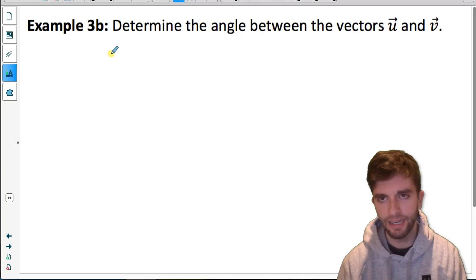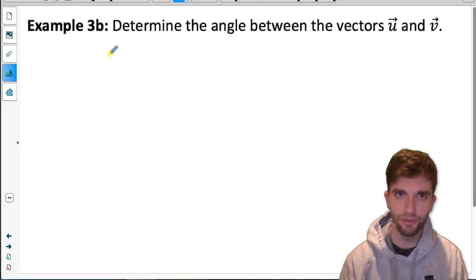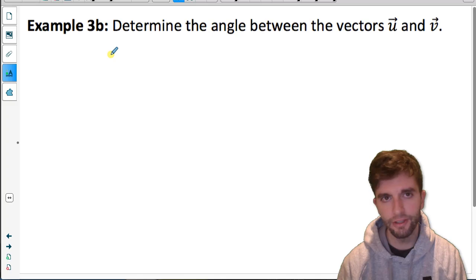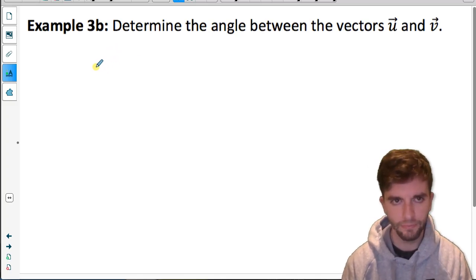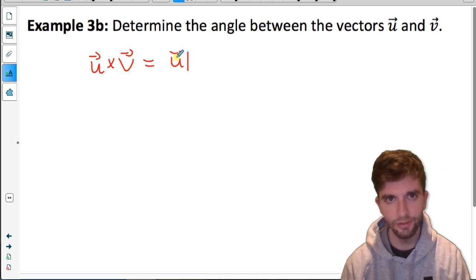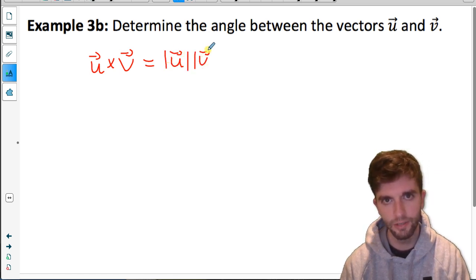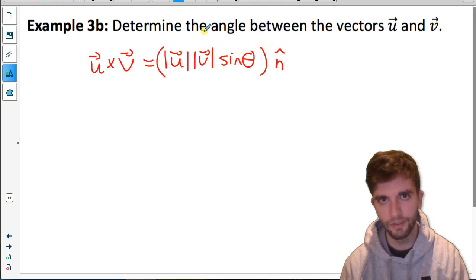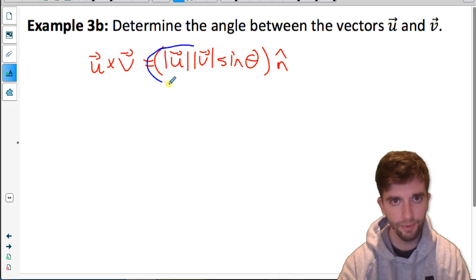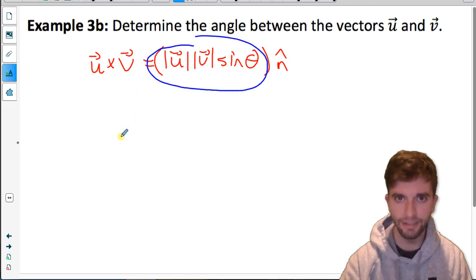Part B of the same question asks us to find the angle between vectors u and v. So the best way to actually do this question is to use the rearranged dot product formula. But since we're in the cross product lesson, let's use cross product to figure it out. So remember, the cross product formula is equal to magnitude of u times magnitude of v sine theta multiplied by its direction.